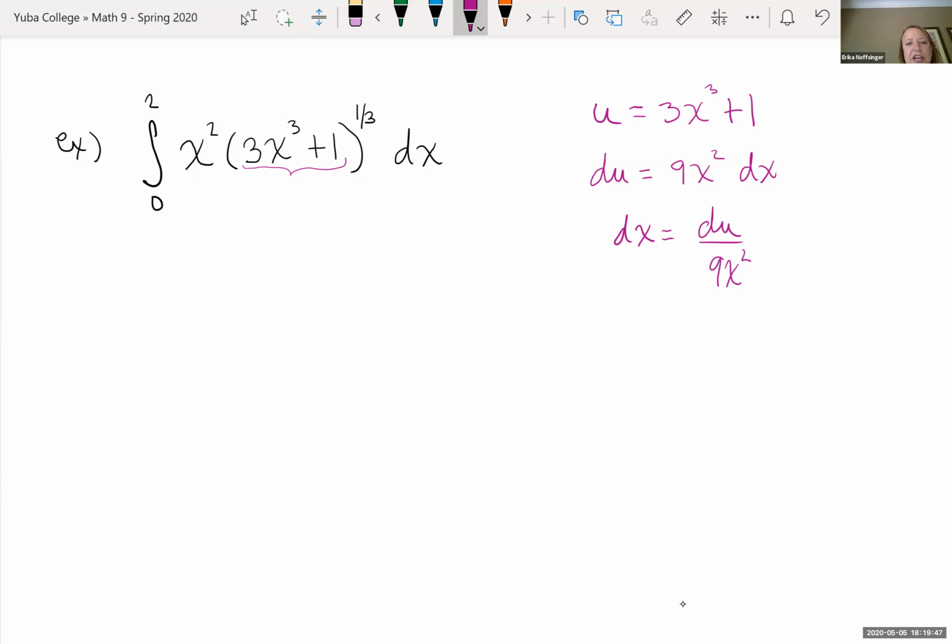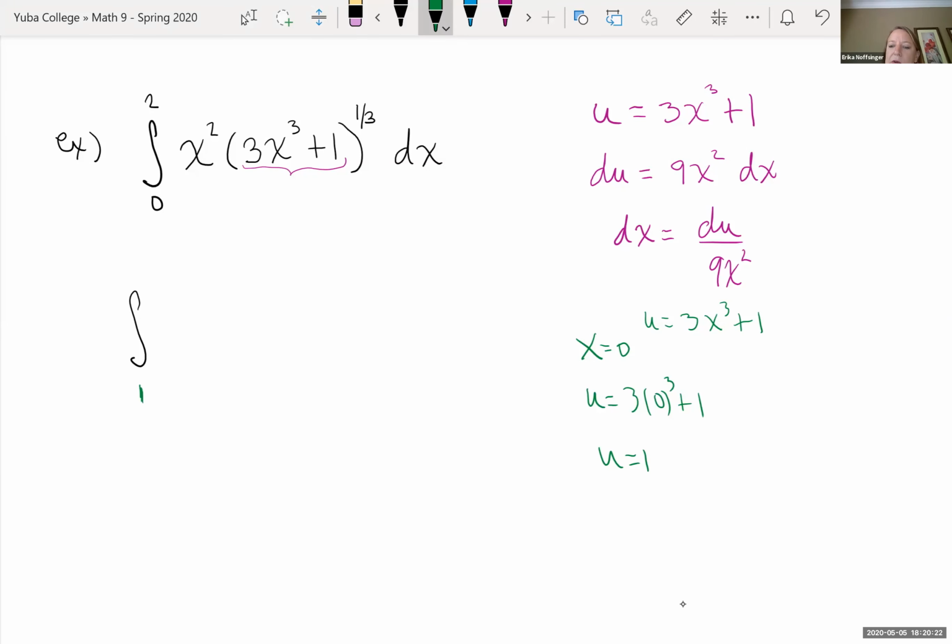Let's change our bounds. So we have x equals 0. Again, u is equal to 3x cubed plus 1. So u is equal to 3 times 0 cubed plus 1, or u is equal to 1. So we have the integral, when x was 0, u is 1.